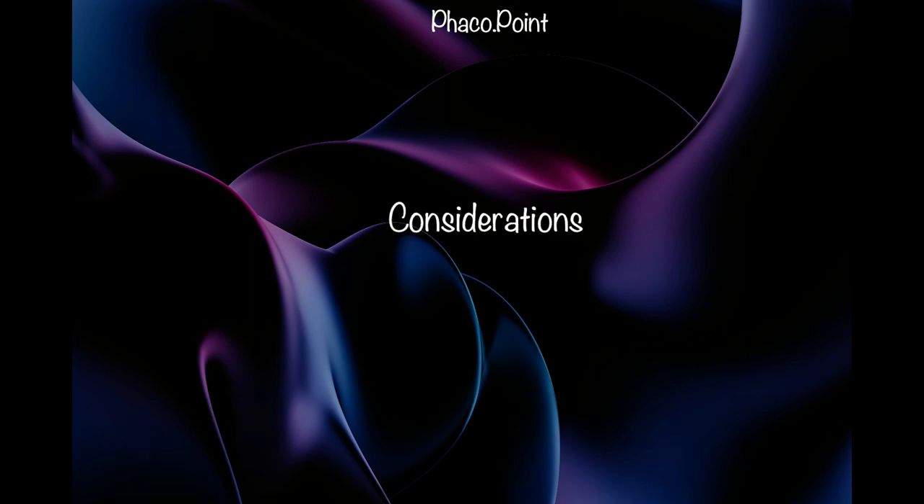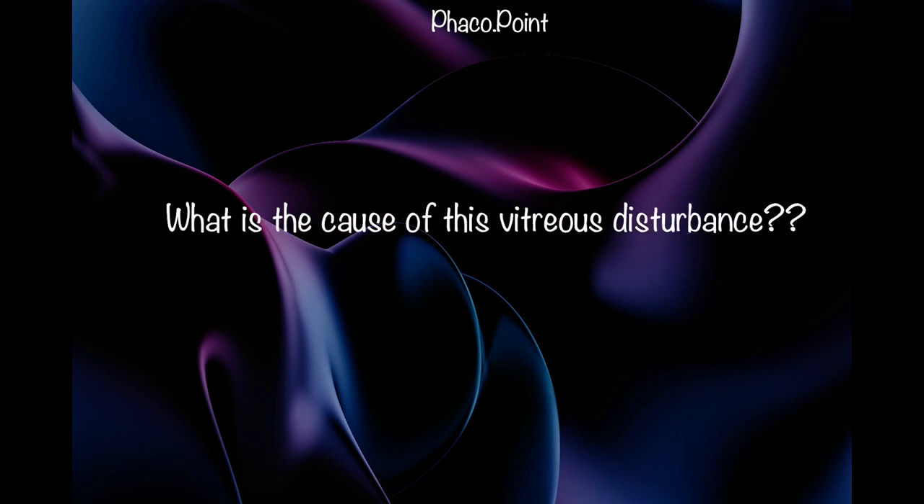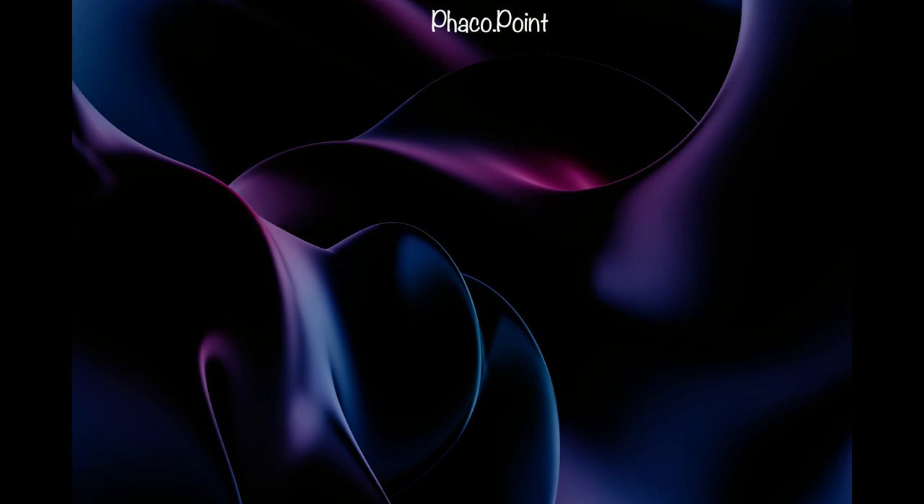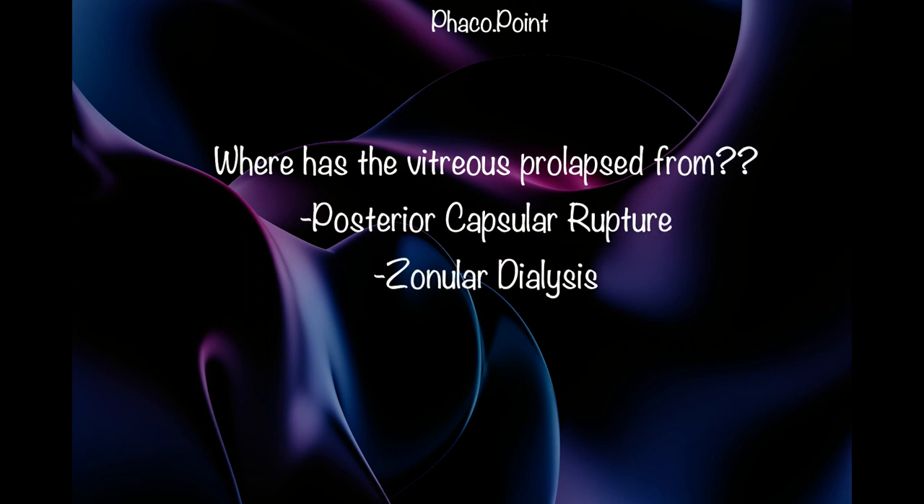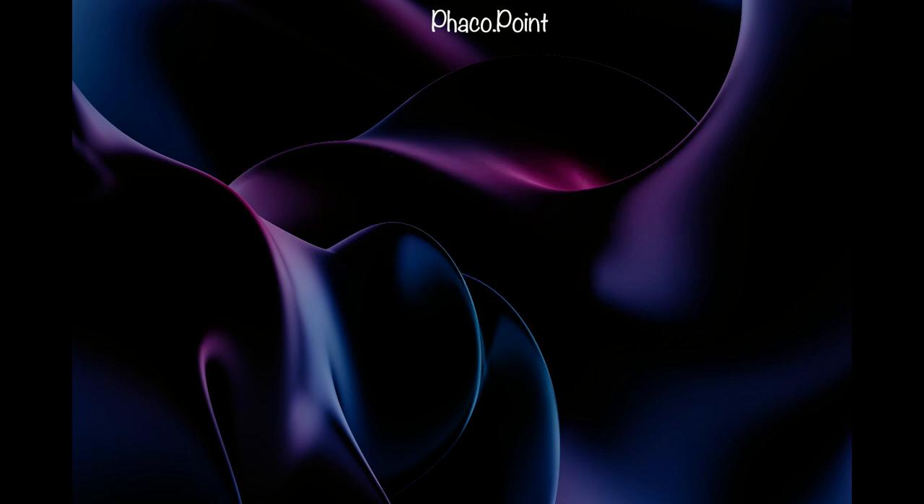Here are the various things that we need to consider. One, what exactly possibly caused it? Now the other important considerations are the following. What else is going on in the eye? Where exactly has the vitreous come in from? It could be ideally one of two routes. Either there is a posterior capsular rupture through which there is a vitreous prolapse anteriorly, or there is a zonular dialysis beyond which the vitreous has entered the anterior chamber.